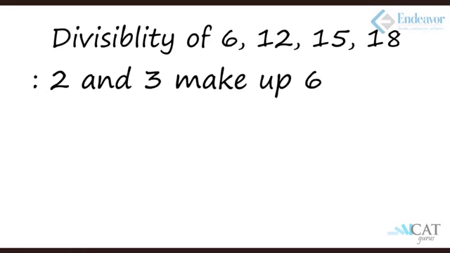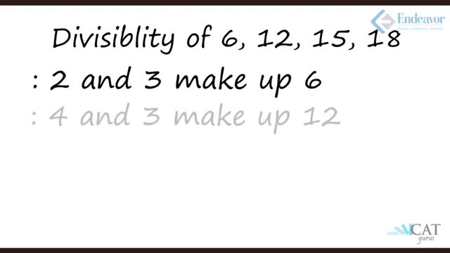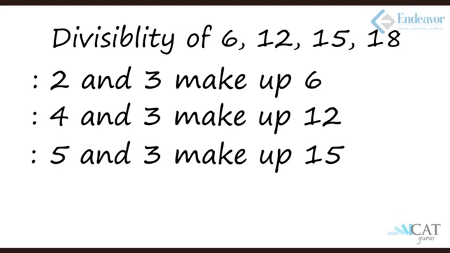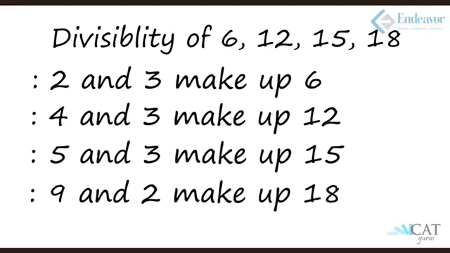If we check it for 2 and for 3, it has to be divisible by 6. For 12, if we check it for 4 as well as 3, it can be divisible by 12. For 15, if it is divisible by 3 and 5, it is divisible by 15. For 18, if it is divisible by 9 and 2, it is divisible by 18. So this is how complex, or rather say non-prime numbers, which can be broken down into simpler prime numbers, can also be checked just by breaking it down.